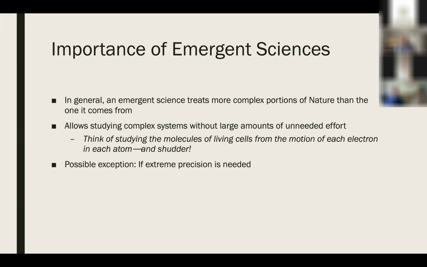There is a possible exception, which I'm going to mention out of order. It's the last bullet. If you need extreme precision, then what seemed to be an extremely useful approximation, which is what the emergent sciences' rules really are, they're not the whole underlying subject. If you need extreme precision, you might have to go back to one of the underlying sciences.